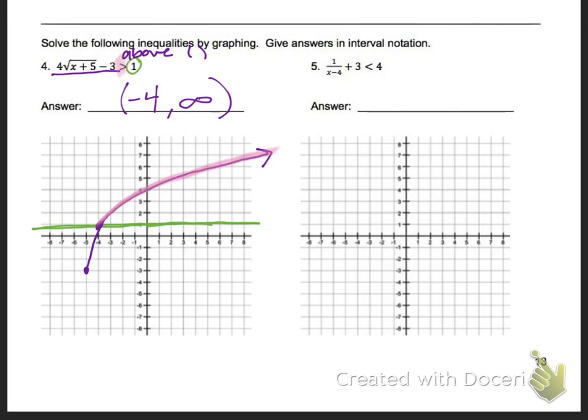Looking at number 5, I'm going to plot the line y equals 4. Do that first. Then I'm going to draw, what is this one called? A rational. This one was an absolute value. I'm sure you have them all memorized by now. So rational.